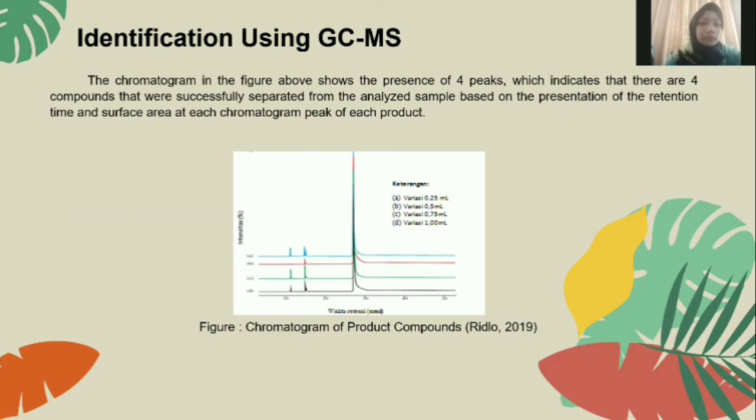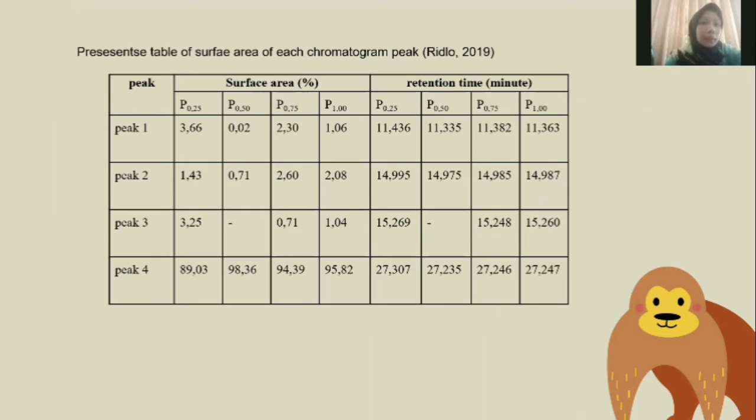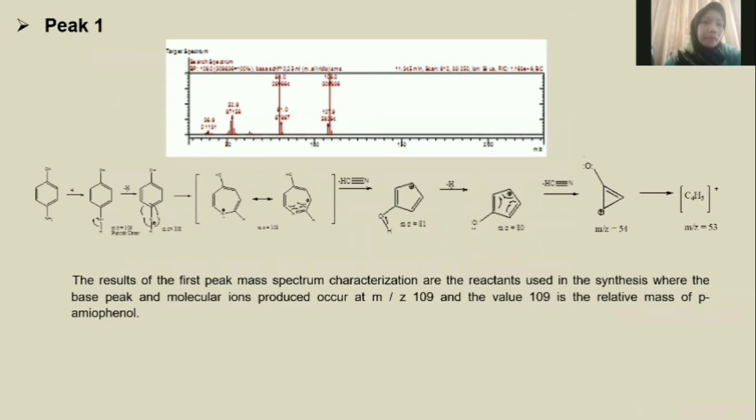Next. The percentage table of the surface area of each chromatogram peak is shown in the picture. Next. Peak 1. The first peak and fragmentation pattern can be seen in the picture. The result of the first peak spectrum characterization is the reactant used in the synthesis, where the base peak and molecular ion produced occur at m/z 109, and the value of 109 is the relative mass of para-aminophenol.